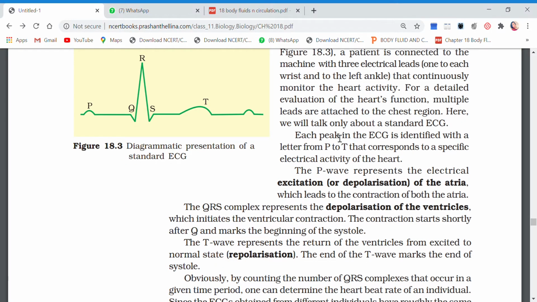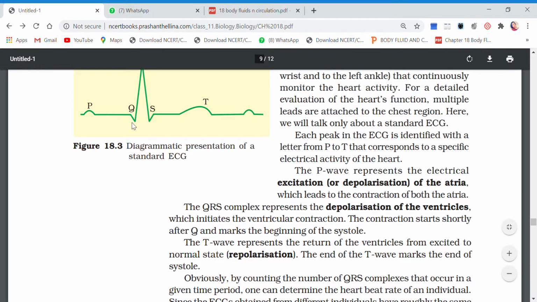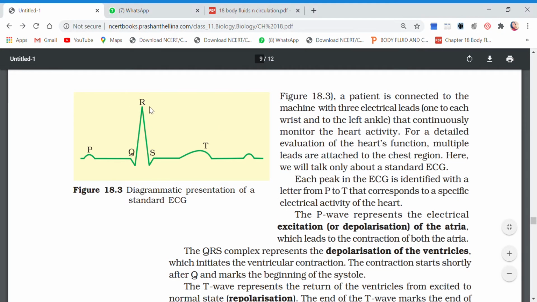Now you can see there is a peak here. Each peak in the ECG is identified with a letter from P to T. You see, this one peak starts from P and goes up to T, and each corresponds to specific electrical activity of the heart.